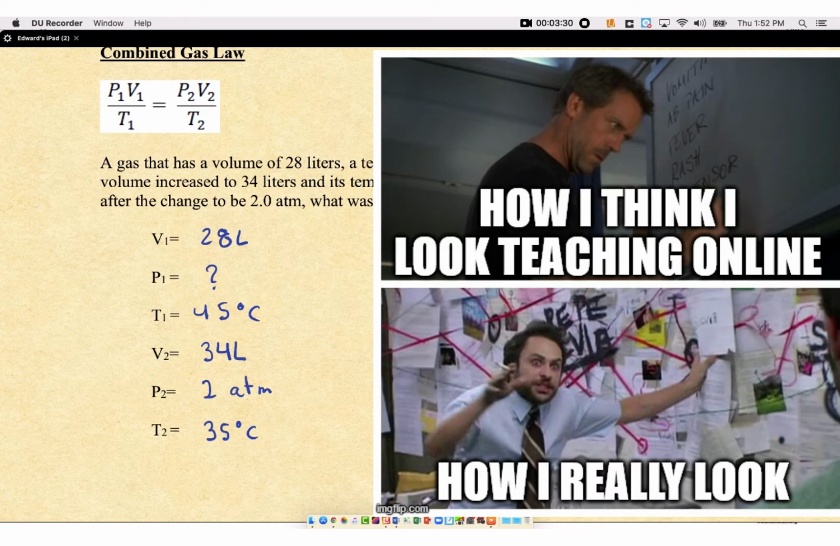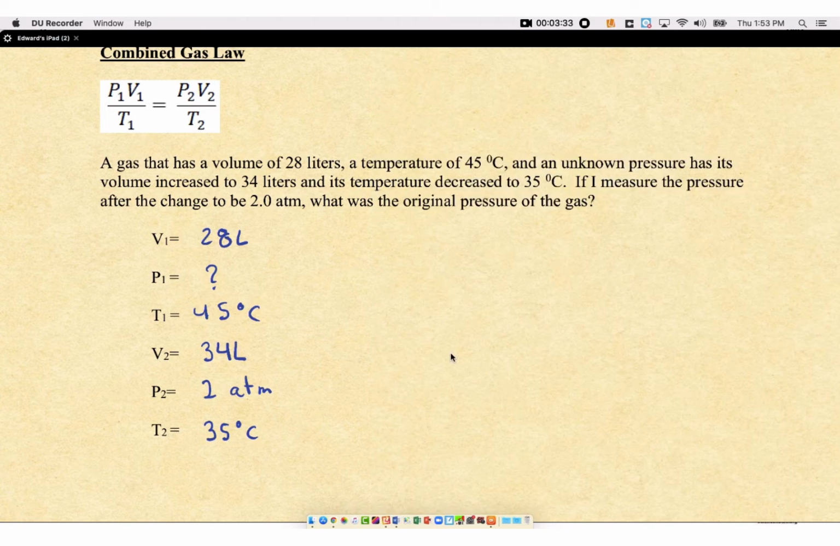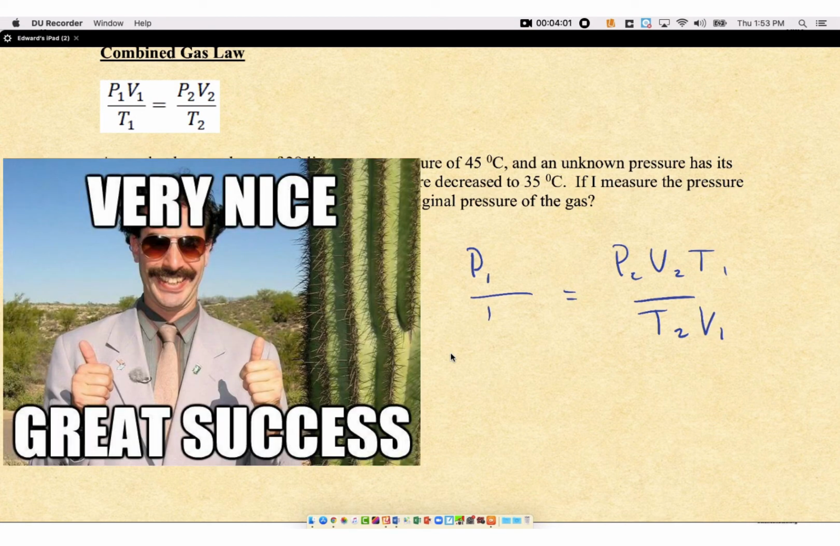Okay, we're solving for pressure, right? So our equation is P1 V1 over T1 equals P2 V2 over T2. All right, now we want to get P1 by itself, so the T goes up top, the V goes down. If you want to put a 1 in there so you don't have to change anything around, that looks great. If you can do that in your head, do it in your head, it's fine.